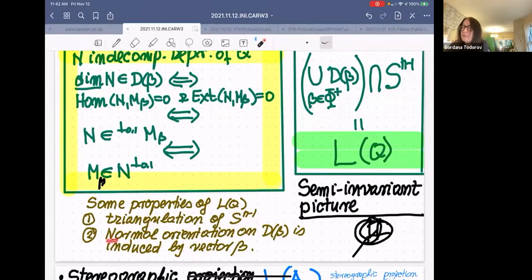And the other is that we do get a normal orientation on each of the d betas. And the normal orientation is induced by the vector beta. So whichever side beta is on, we consider positive, and the other side to be negative. So this is the important part: we do get a normal orientation on each of these d betas.